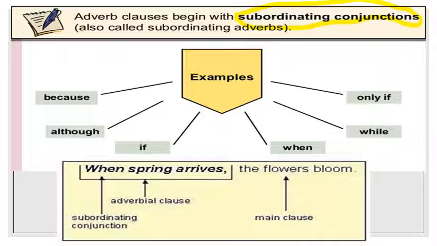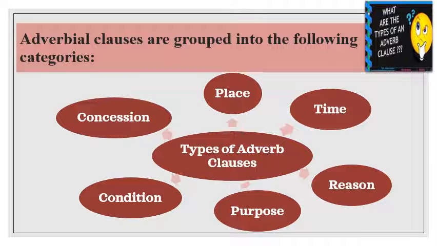Fine. Let's move now to the types. Now we have the types of adverbial clauses. As I said earlier, we have adverbial clauses of place, of time, reason, purpose, condition, and concession.